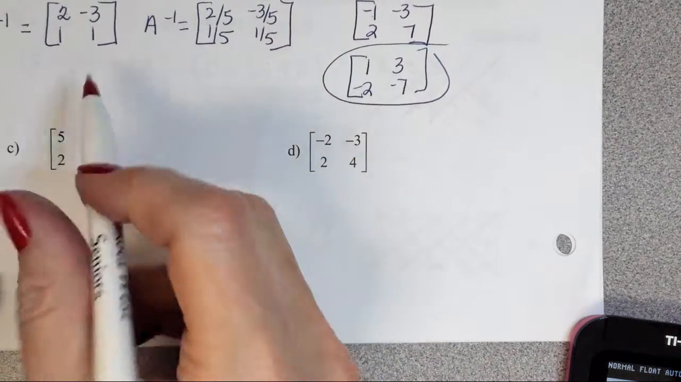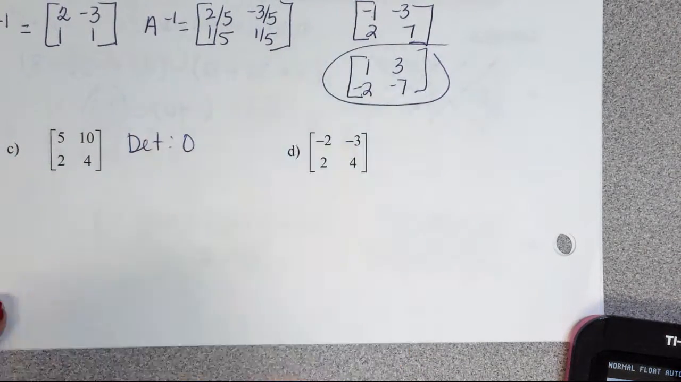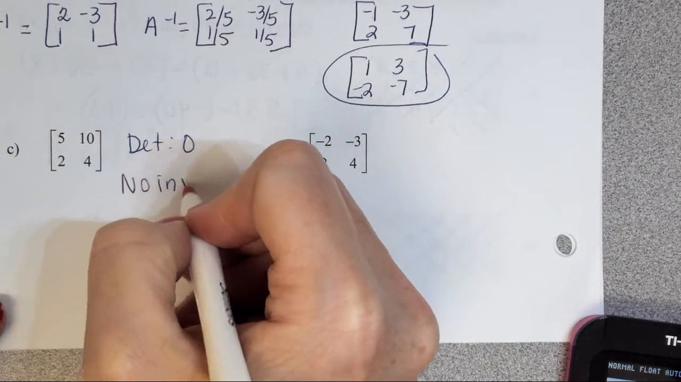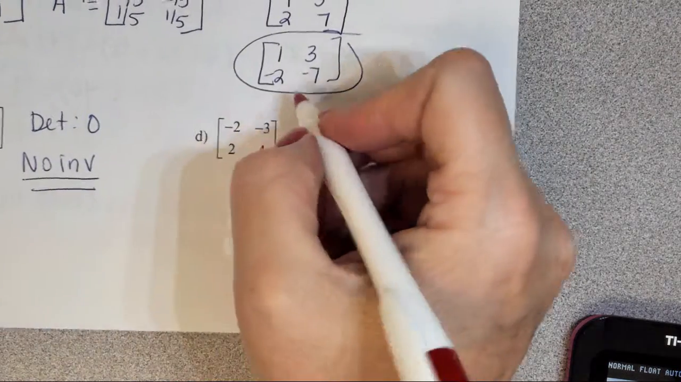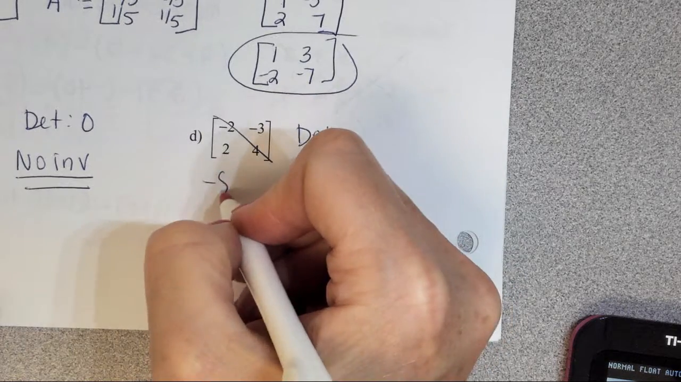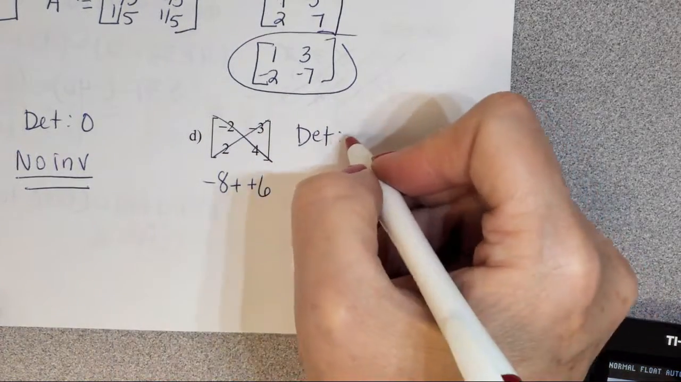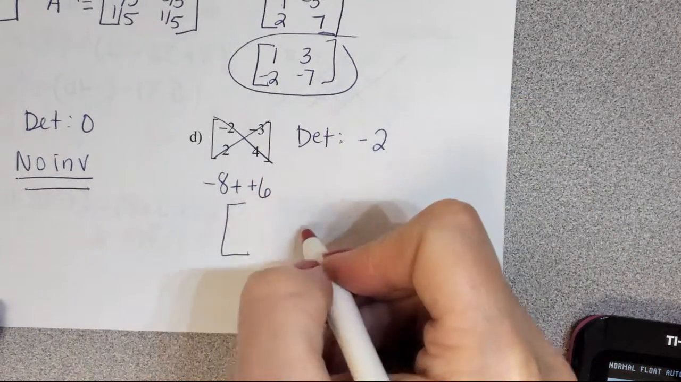All right, what's going to happen on this one? What's our determinant? 0. What does that mean? No inverse. We don't have to do anything else. We like those. Let's find our determinant here. That's going to be -8 minus -6. What's our determinant? -2.